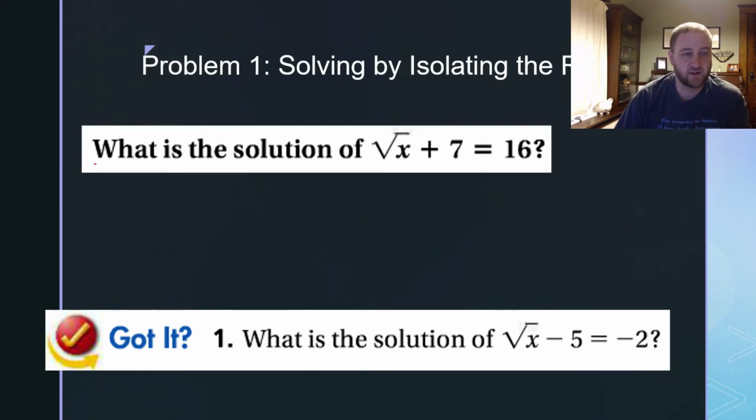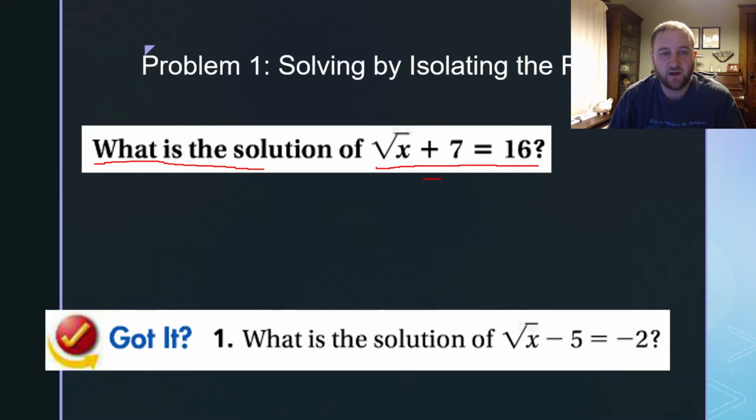First thing is, what is the solution of radical x plus 7 equals 16? First thing we want to do is get the radical expression by itself. To do that, we're going to subtract 7 on both sides. This cancels out here, and it gives me radical x equals 16 minus 7, which is 9. Now to get rid of this radical sign, we want to square both sides. Radical x squared just gives you a regular x, and 9 squared is equal to 81. So x is equal to 81.